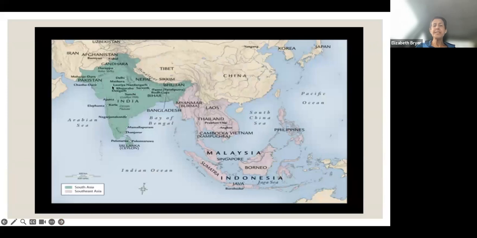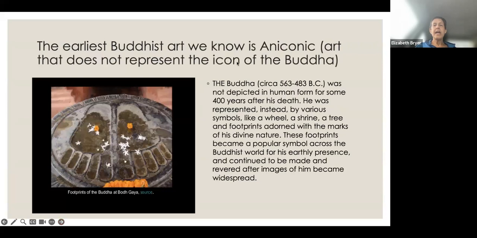These are some of the places where Buddhism spread: Malaysia, Indonesia, Thailand, Japan, the Philippines. The earliest Buddhist art we know is aniconic. That's a great word. It just means art that does not represent the icon of the Buddha. The Buddha was not depicted in human form for some 400 years after his death. By the way, the historical Buddha lived sometime between 563 and 483 BC.